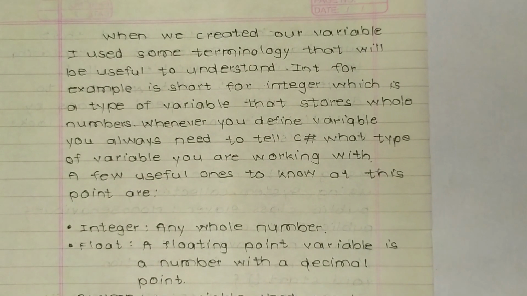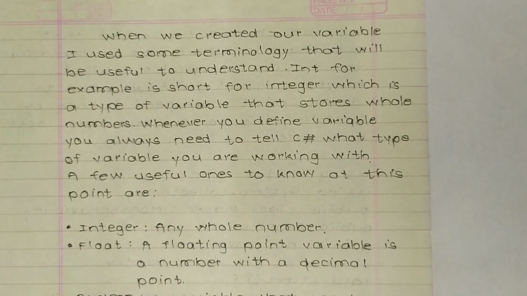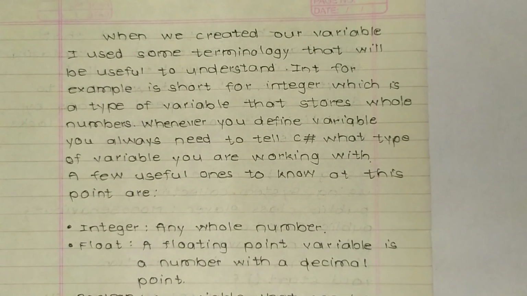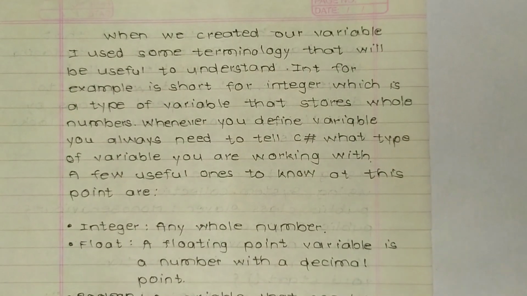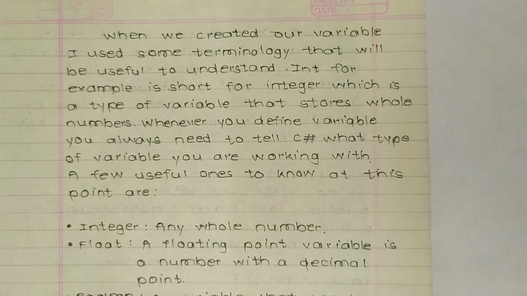When we created our variable, I used some terminology that will be useful to understand. int, for example, is short for integer, which is a type of variable that stores a whole number. Whenever you define a variable, you always need to tell C# what type of variable you are working with. A few useful ones to know at this point are integer, a whole number; float, a floating point variable, which is a number with a decimal point.